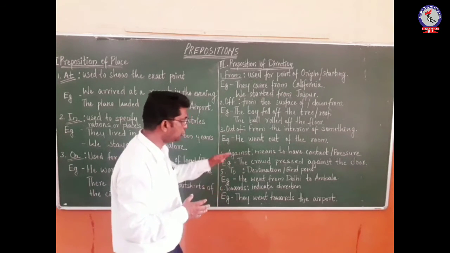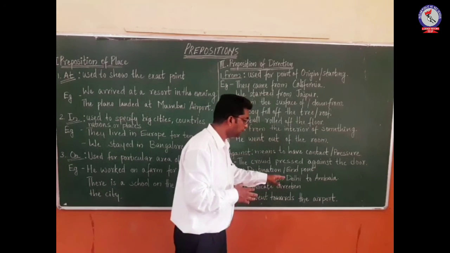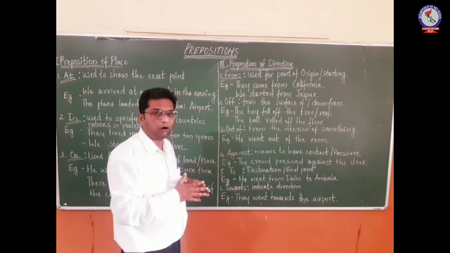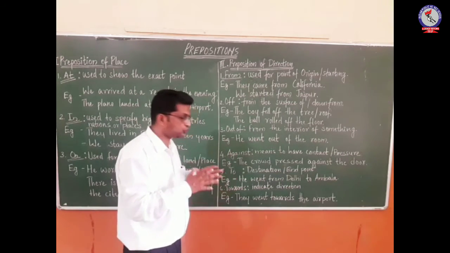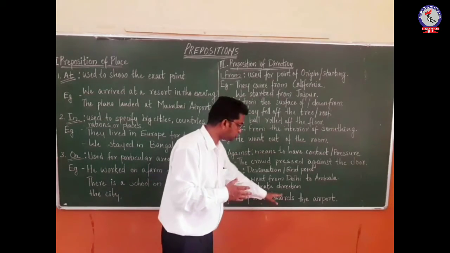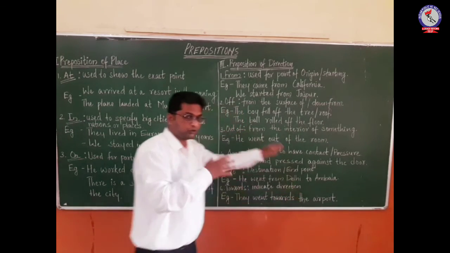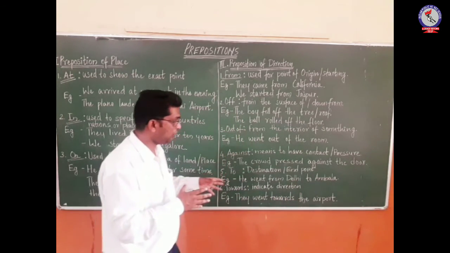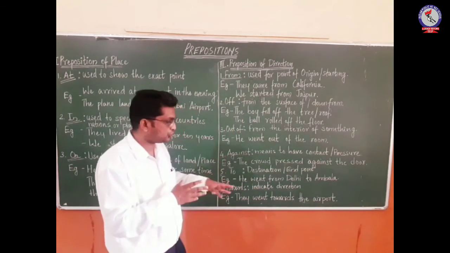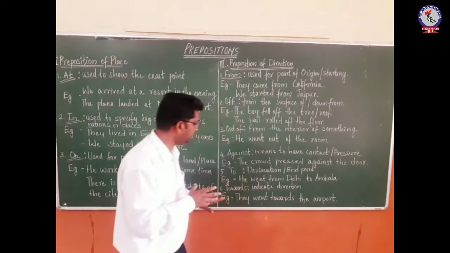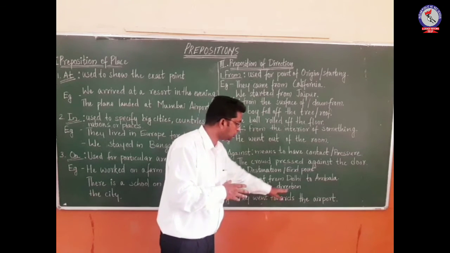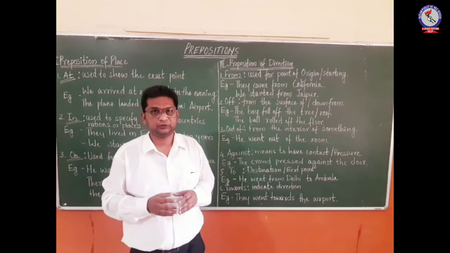Towards is used to indicate a particular direction in which the action is proceeding. So we will use towards to show the direction of the action. See, they went towards the airport. So the direction of action is towards the airport. The movement of them is towards the airport. Therefore, we have used towards to show the direction of the action.